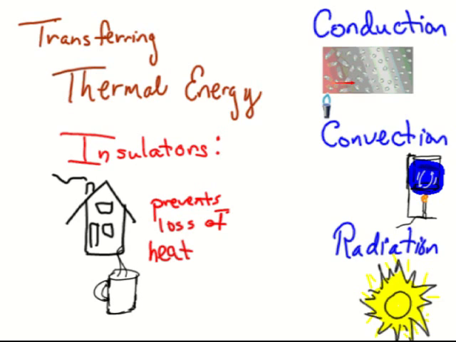So as you can see, there are three main ways that we can transfer thermal energy: conduction, convection, and radiation. And we control that loss through an insulator.